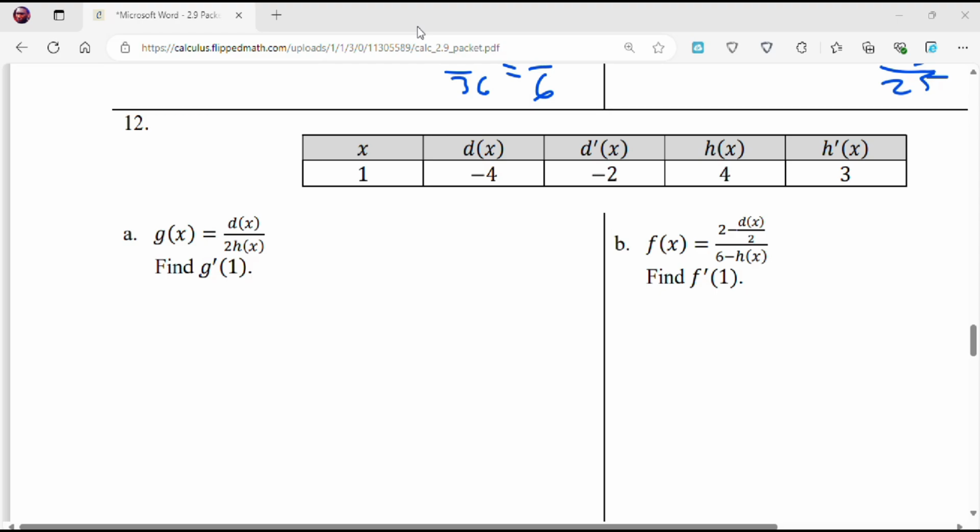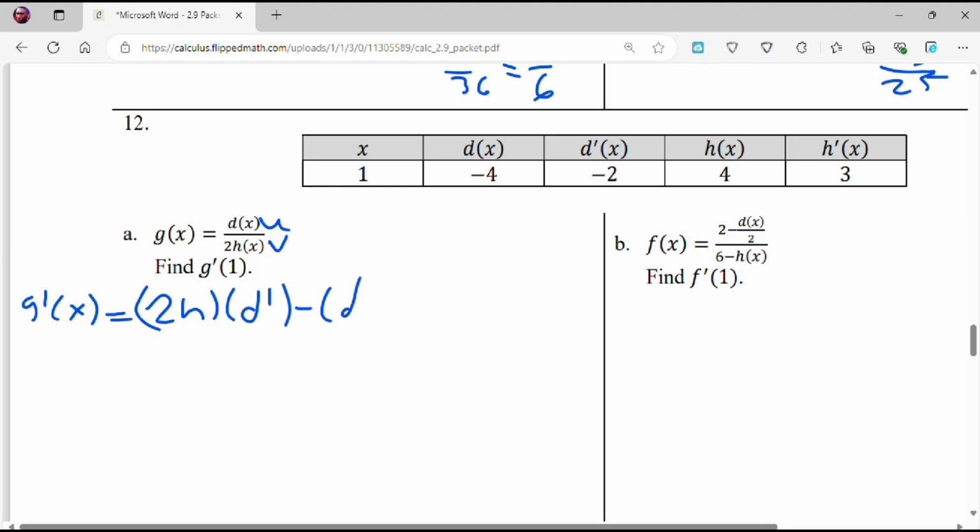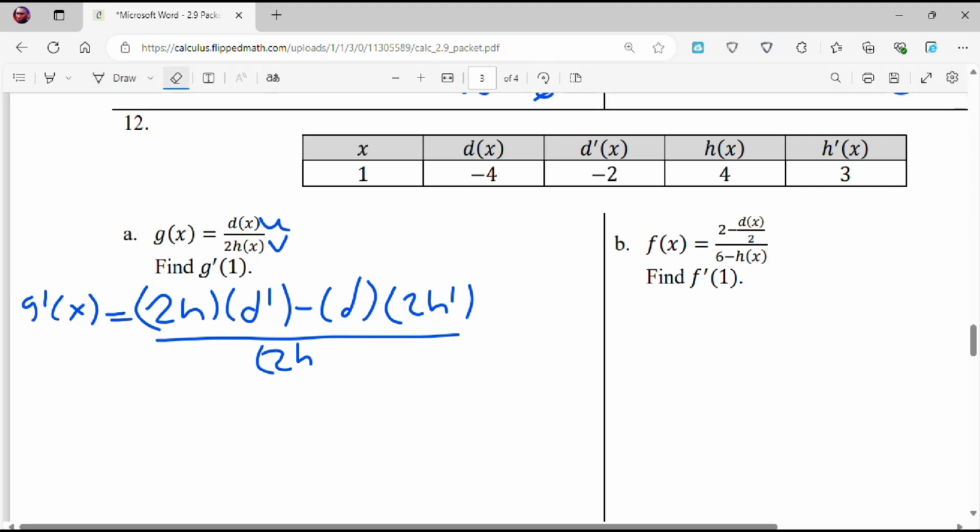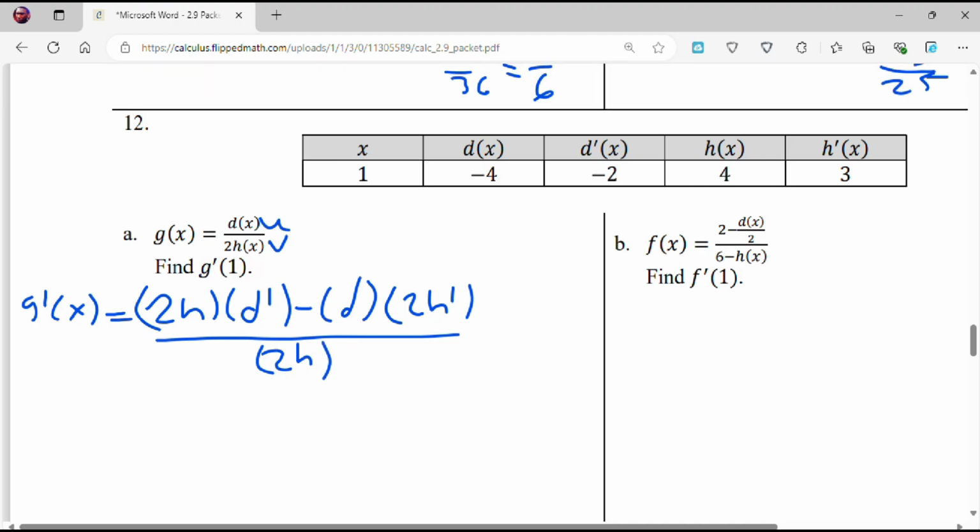Again, for this new problem, I'm going to do d instead of f and h instead of g. Alright, so g prime of x, and then remember, label your v, your u. So v times u prime minus u v prime over v squared, that shouldn't have a prime there. So over 2 times h squared, right?